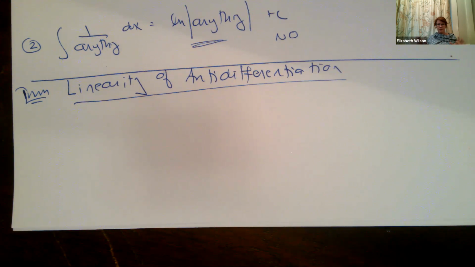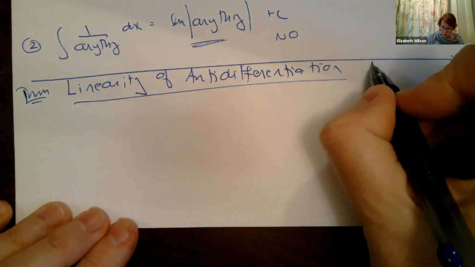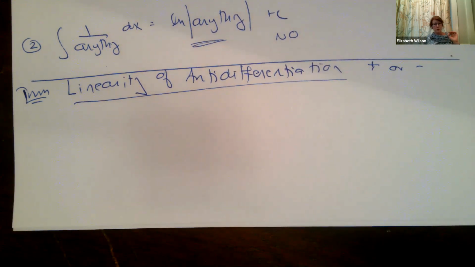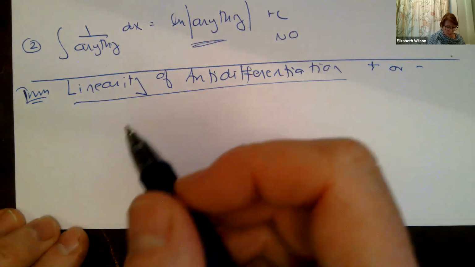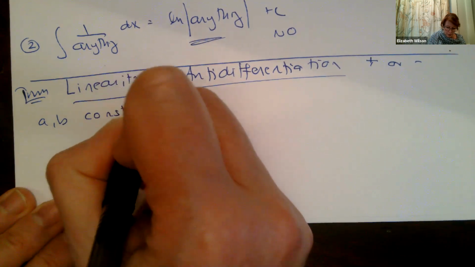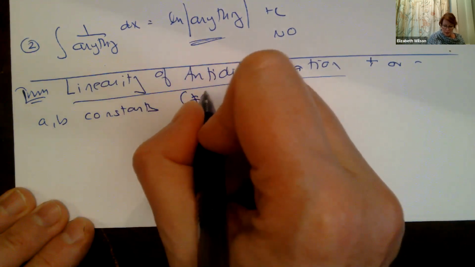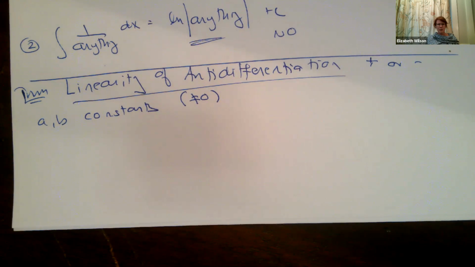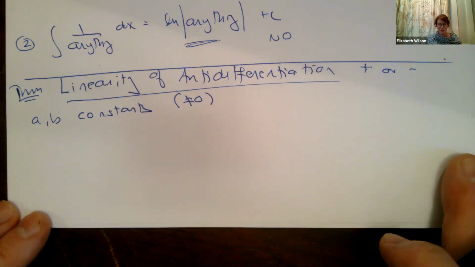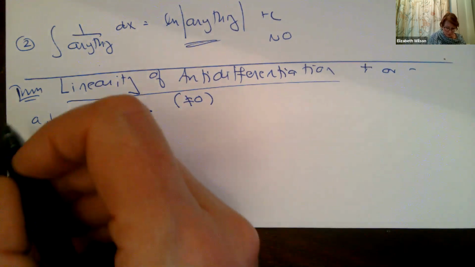If I have two things that are being added or subtracted, it's just with addition or subtraction. Not multiplication or division. Multiplication and division have their own set of rules we're going to talk about. So this one says, I've got a and b, they're constants, and they're not equal to 0. If I had them equal to 0, it wouldn't be a domain problem, it would just be boring. I would have 0 times a function, and that kind of defeats the purpose.